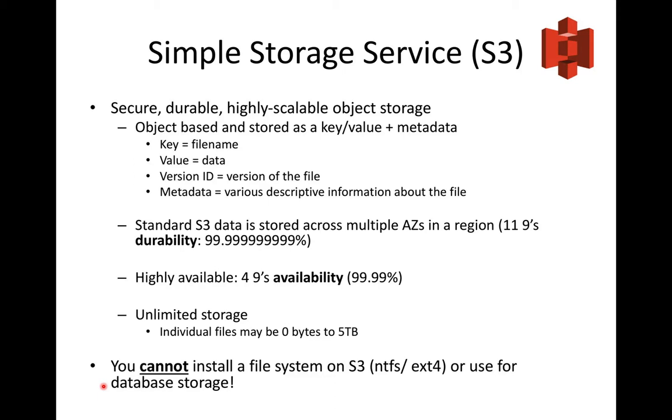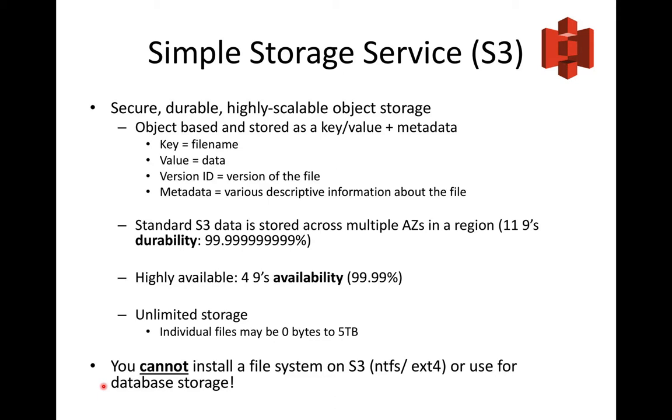Basically, an object is essentially a key and a value plus some metadata, where the key is the name of the file that you're storing in S3, and the value of that file is the actual data. And then S3 objects have metadata associated with them, and the metadata might include information like the name of a person and the account which uploaded the file into S3, the date and time it was uploaded, the version ID of the file, and other descriptive information.